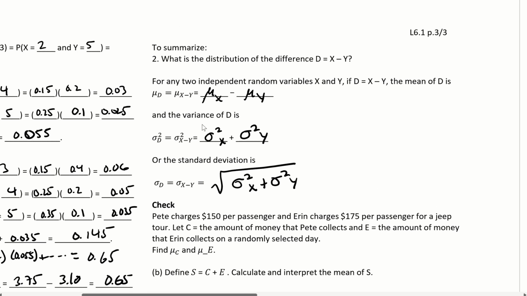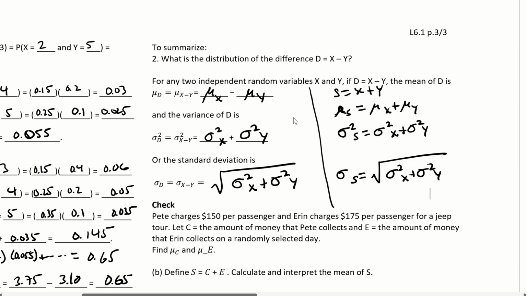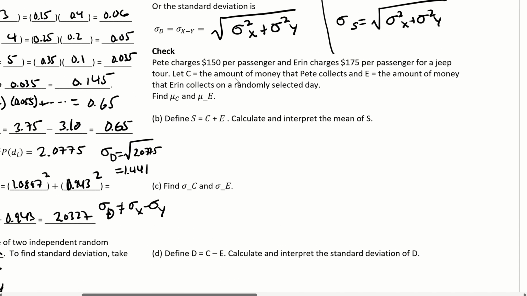Okay? Now let's compare that to mu s. For mu s, s was x plus y. Mu s was mu x plus mu y. Sigma squared s was sigma squared x plus sigma squared y. Same thing here. Sigma s is the square root of sigma squared x plus sigma squared y. So the variances and the standard deviations are the same. The means are different. One is plus, one is minus. All right, so go ahead and pause the video, see if you can try the check for the plus and for the minus.